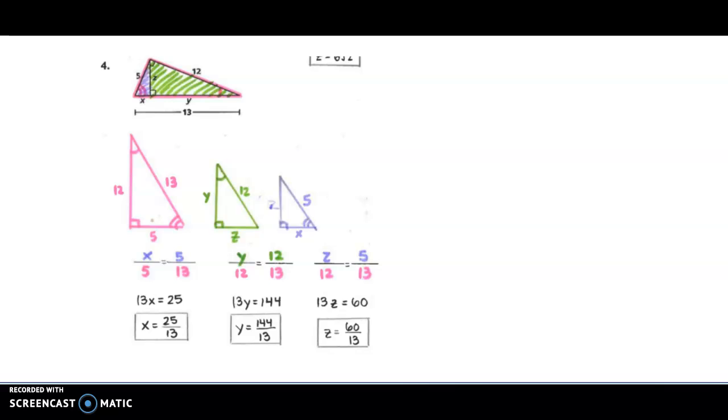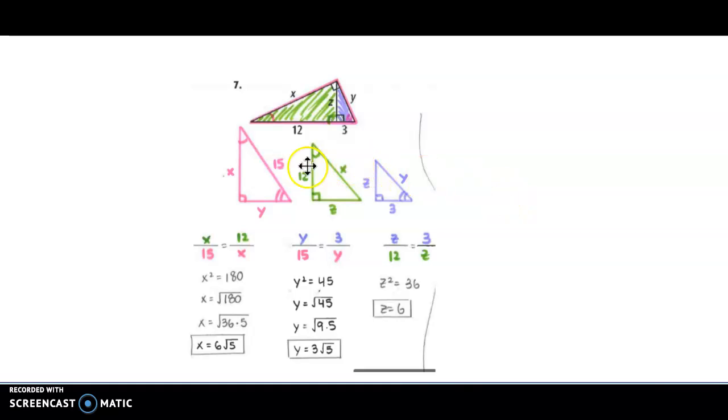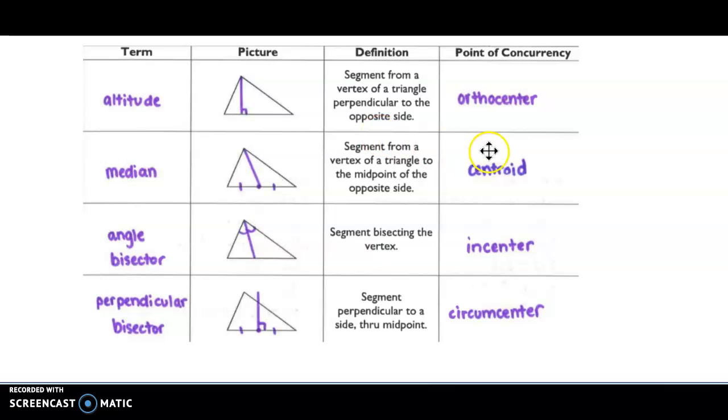Here's another one. I believe now we're in 7.4, day 2. Again, a couple more of these, right? We try to color coordinate it so that it's easier to tell. And I think this is going into 7.5, right? You've got to know these terms, what the visual looks like, the definition, and the point of concurrency.